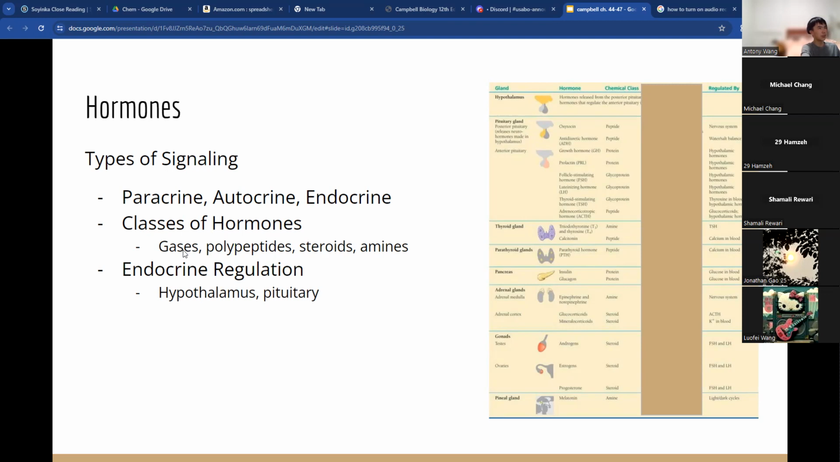Some gases like nitric oxide, I think it's a neurotransmitter actually, but there are hormones that are gases. Some polypeptides, like angiotensin 2, maybe not aldosterone, but angiotensin 2 is an example of a polypeptide hormone. Examples of steroids are cortisol and glucocorticoids, and amines include epinephrine and norepinephrine.